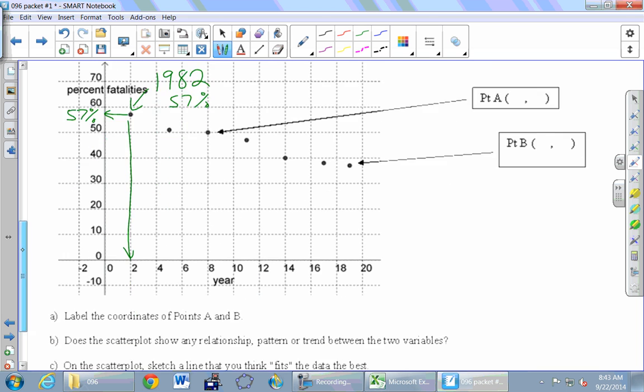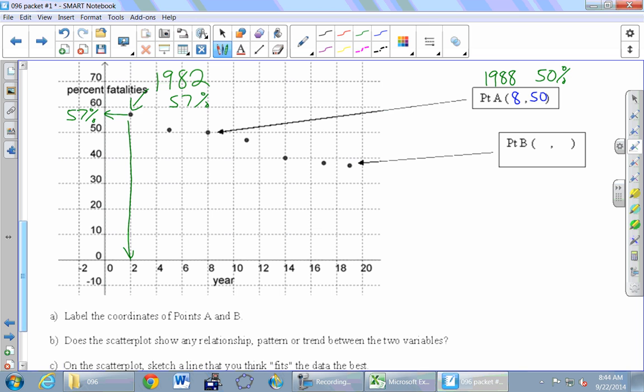Okay, so what we're going to do first is fill in the blanks for points A and B. Point A is pretty easy to read off the graph. What are the coordinates of point A? 8 and 50, that's easy enough. What does that really mean in terms of this scenario? What does the 8 mean? 8 years after 1980, which means 1988. What does the 50 mean? It's 50 what? 50% of car-related deaths were actually alcohol-related. Do you see that in the chart, 1988, 50?